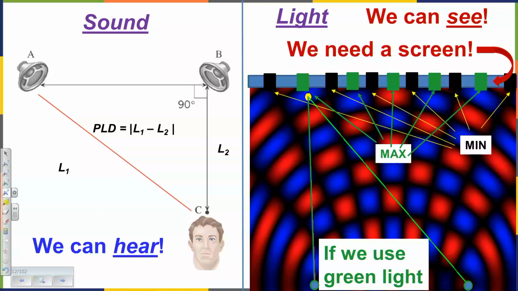Instead of an eye, we could use a photocell, place it everywhere, and measure the intensity of voltage it generates. At the minimum, it will generate nothing, and at the maximum, the highest voltage. But of course, the easiest way is using a screen and looking at the screen.